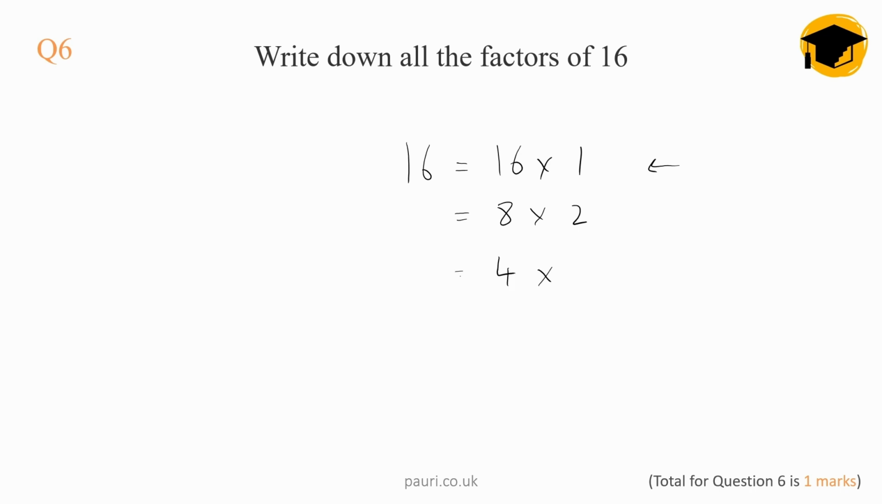4 times 4. If I divide the first number by 2, I get back to this scenario. 8 times 2 is the same as 2 times 8, so that's not a separate factor. I think these are all the factors that we get of 16.